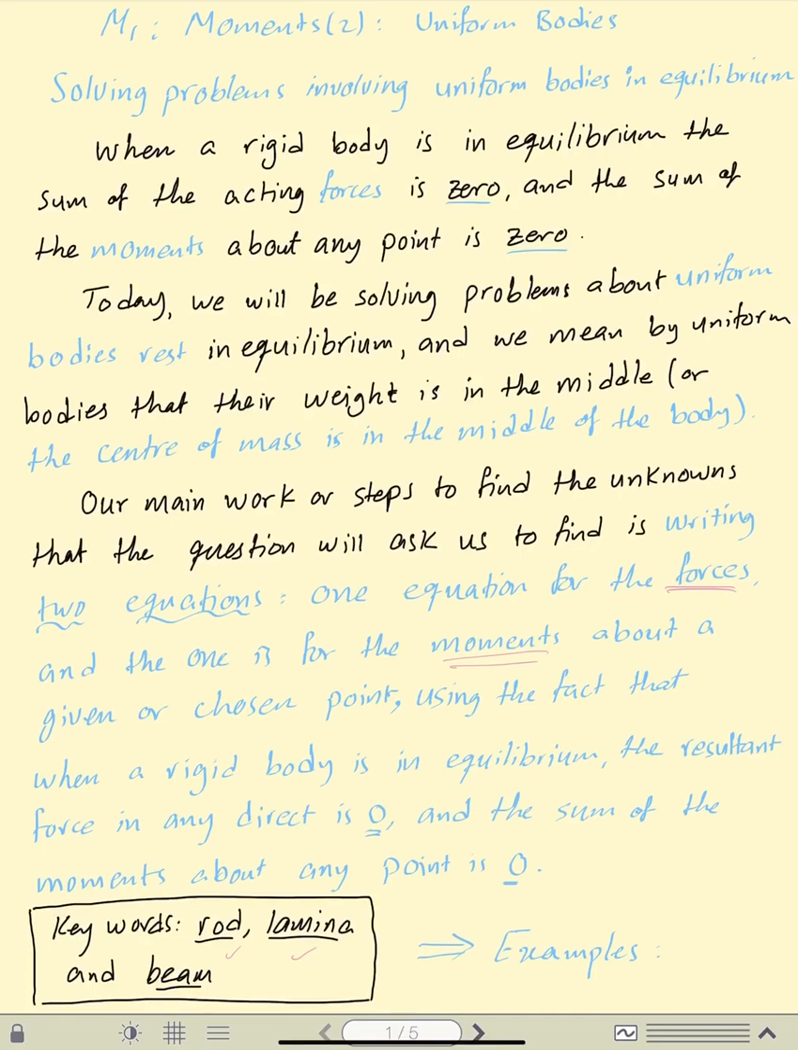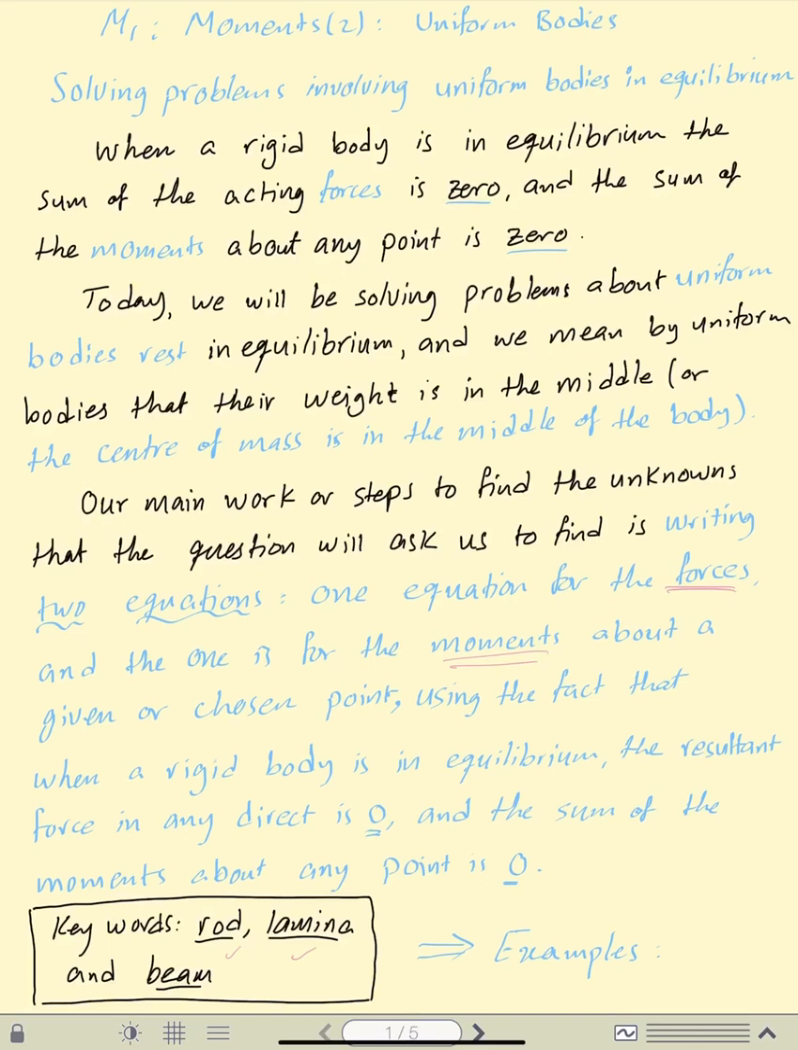We mean by uniform bodies, dear students, that the weight of the body is in the middle, the center of mass is exactly in the middle of the body. When it's non-uniform, which is the next lesson, the last lesson in moments before we do past paper problems, the center of mass is not in the middle of the body. This will come later after this lesson.